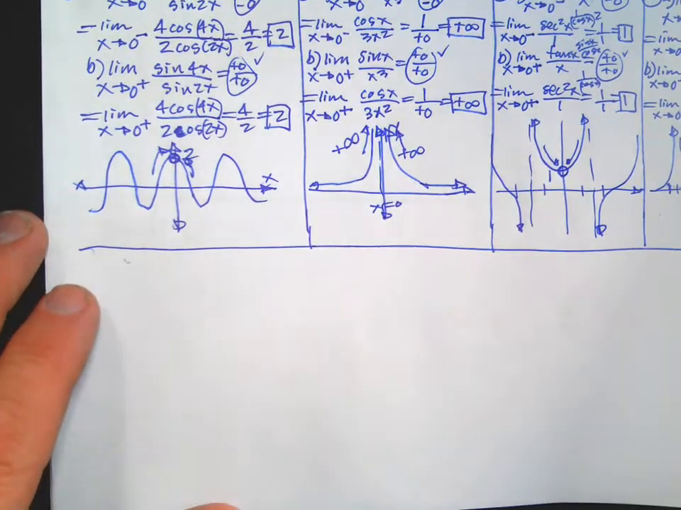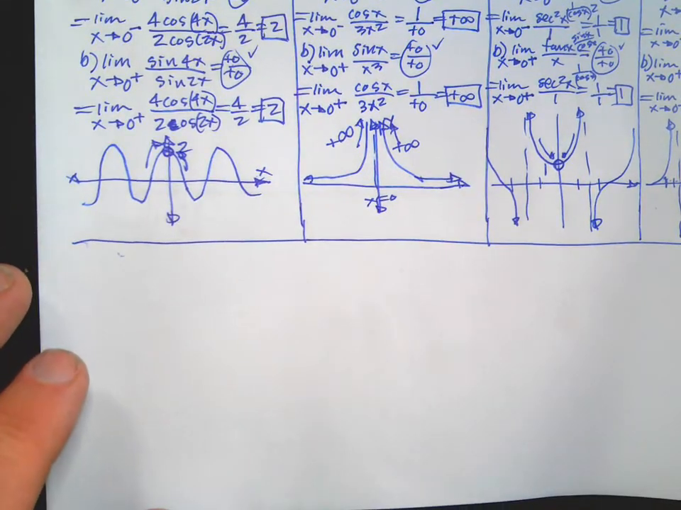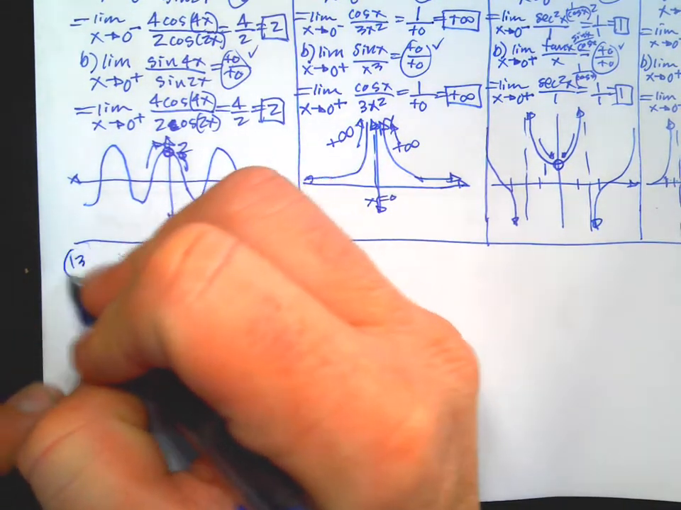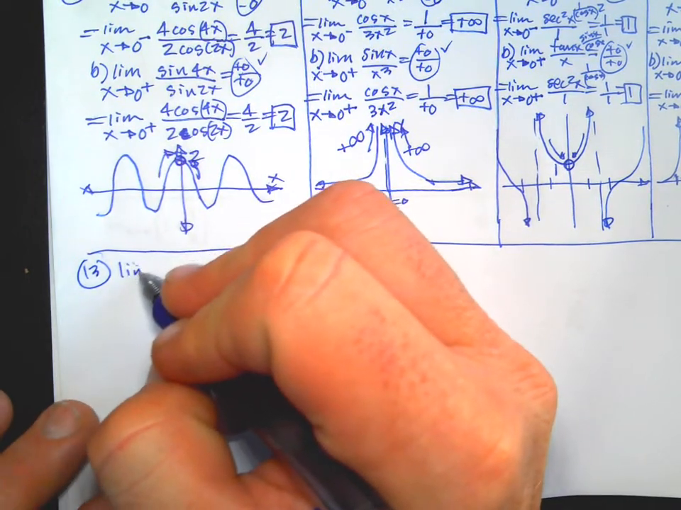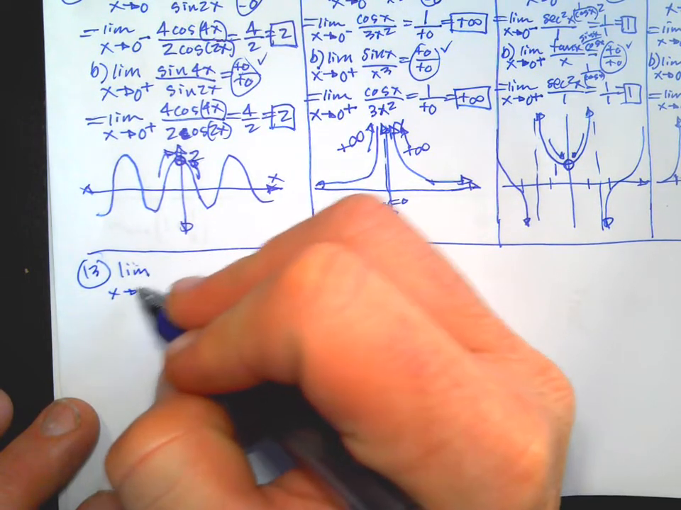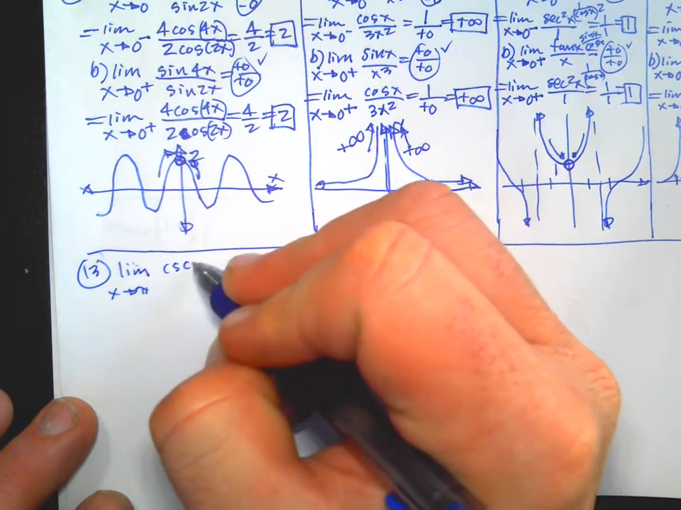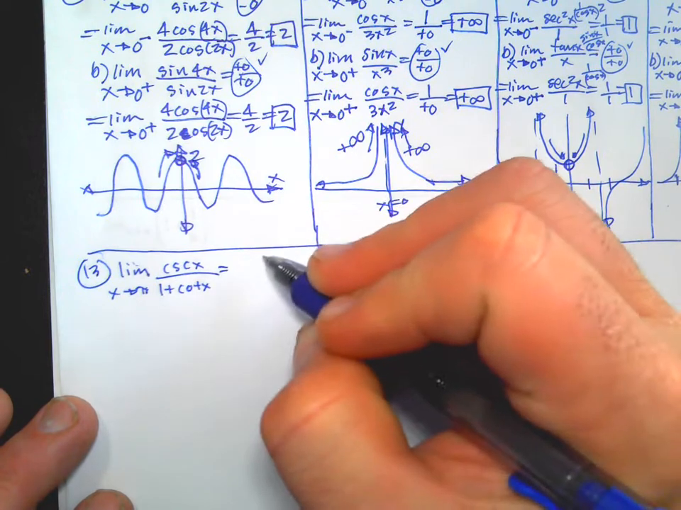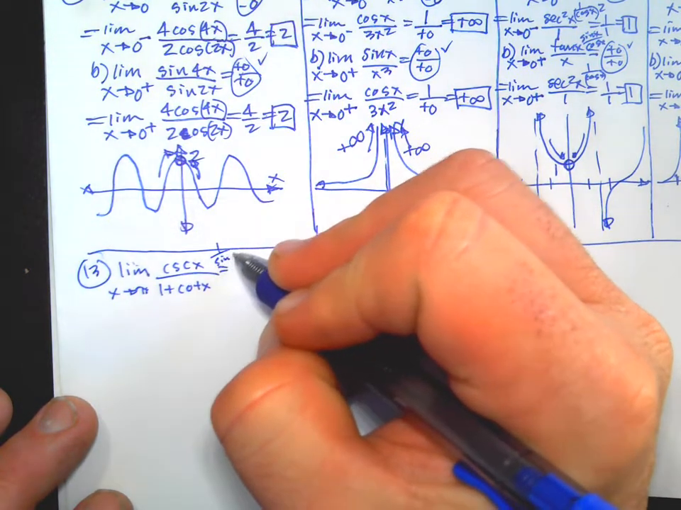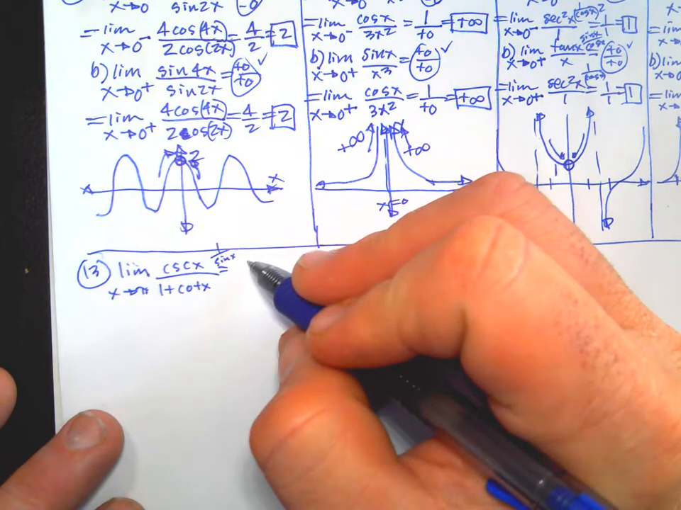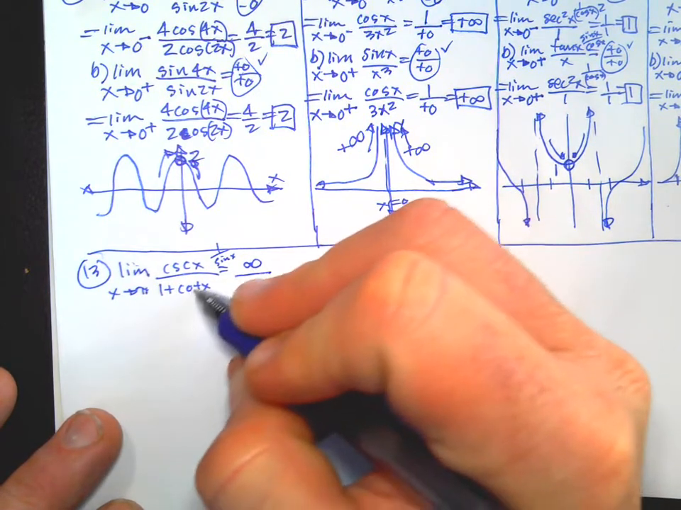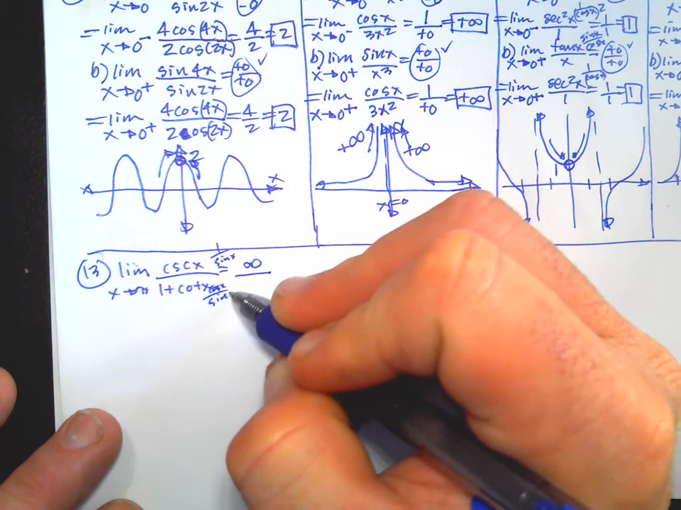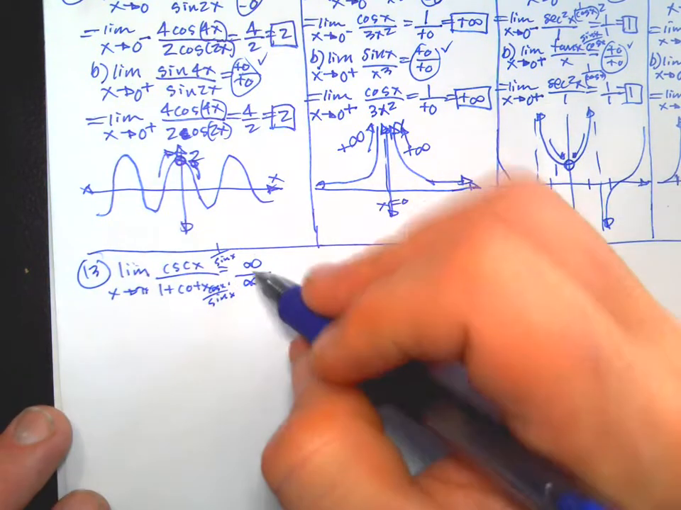Okay, problems 13 to 16 say identify the indeterminate form and evaluate the limit using L'Hopital's rule. Support your answer graphically. So 13 is the limit as x goes to pi of cosecant x over 1 plus cotangent x. Cosecant is 1 over sine, and sine of pi is 0, so it's going to be like an infinity. Cotangent is cosine over sine, so that's going to be like an infinity. So that's that indeterminate form.